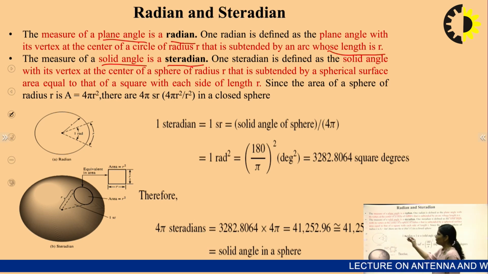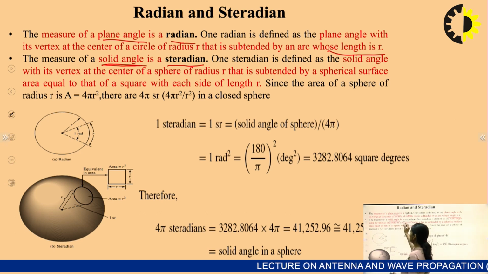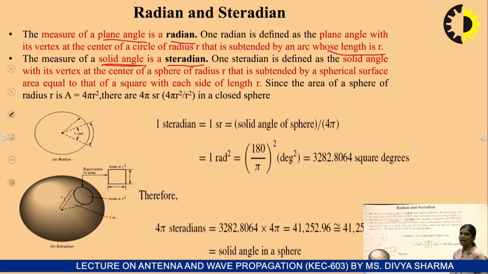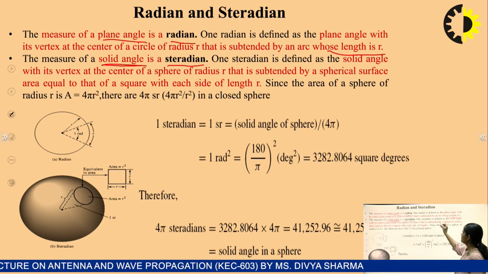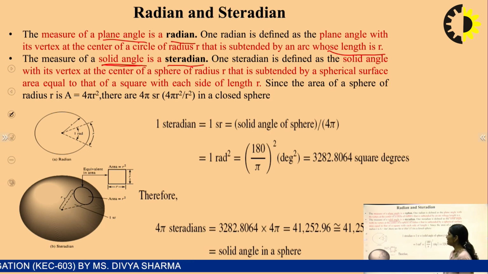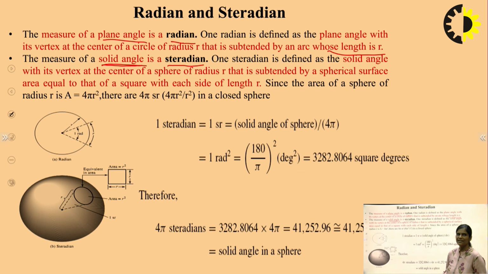Now if you want to measure the solid angle, you can measure it in the form of steradian. And 1 steradian is defined as the solid angle with its vertex at the center of a sphere of radius r that is subtended by a spherical surface area equal to the square of the side of length r. Now here, area of the sphere is equal to what?